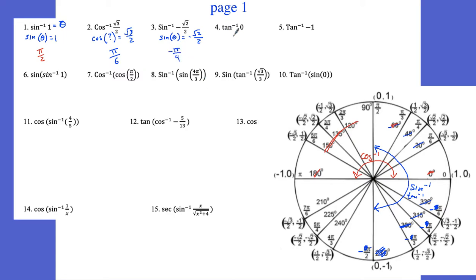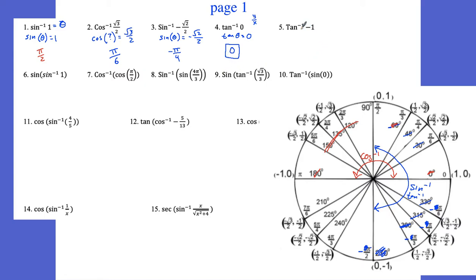Inverse tangent of 0, we're looking for where tangent of what angle theta equals 0. Remember, tangent is y over x, so we're looking for where y over x is 0. Only way that can happen is if the y value is 0. So along our range for inverse tangent, the only place where the y value is 0 is right here. So that would be 0 radians.